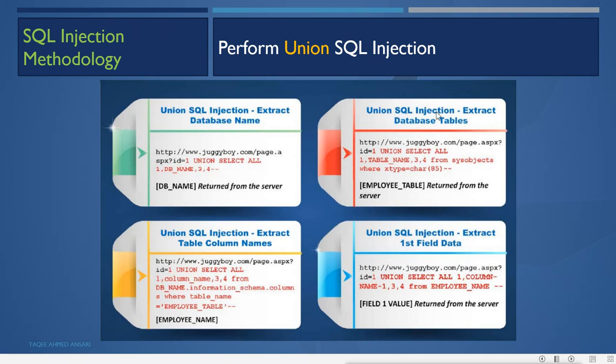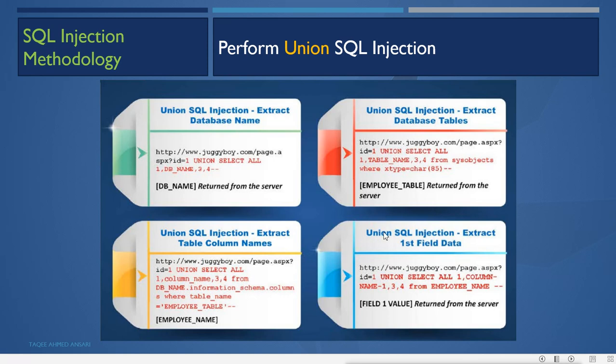Next, Union SQL injection to extract the database table. For extracting the database table, you give this query: union select all, name from sysobjects where xtype is equal to 'U'. In this, the employee table is returned from the server. Then Union SQL injection to extract table column names. For that, you add this: union select all, column name from DB name information schema columns where table name is employee table. So it will reveal all the information from that table.